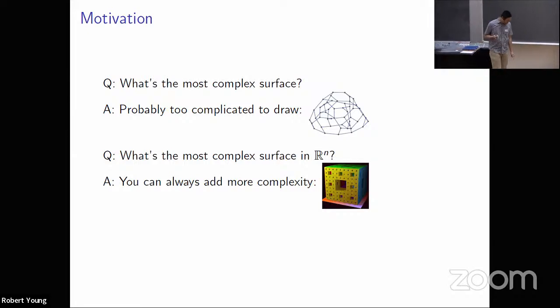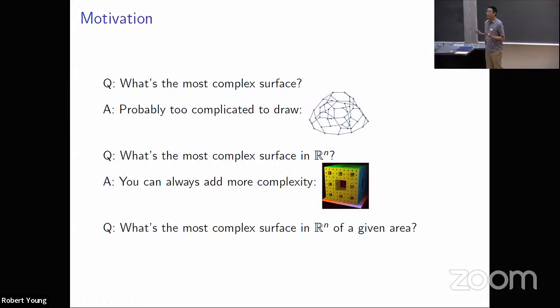The construction of the Menger sponge, on the other hand, you're adding more complexity, but every time you go another step, you're also adding more area. So let's ask instead, what's the most complex surface in Rn of a given area? How much complexity can you get for a fixed amount of area? How much complexity can you get per area? And this is the question that we can actually make some headway on. So this is the question that I want to try to address today.